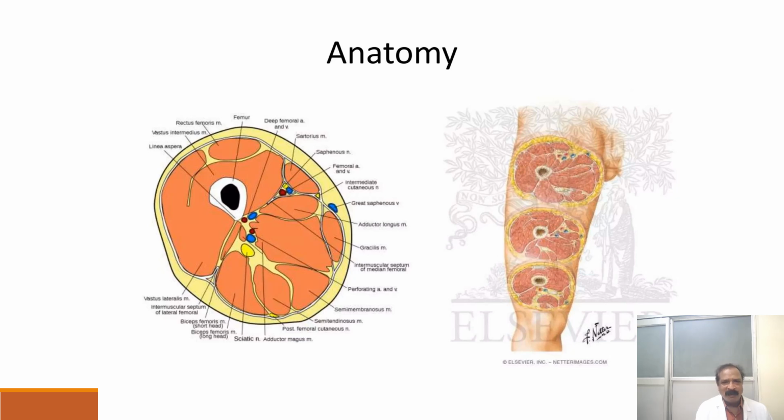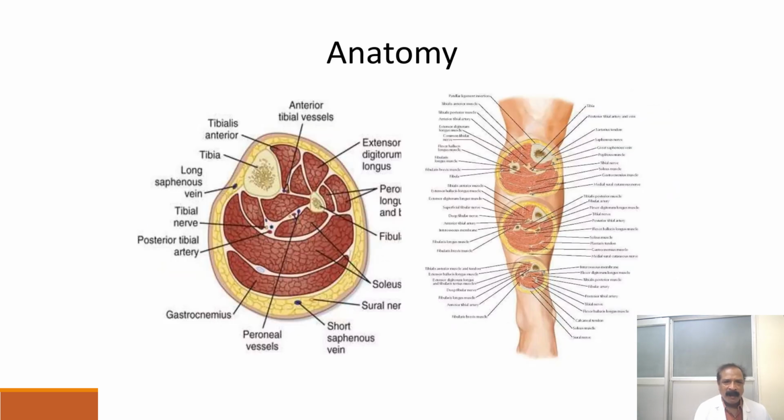Important is anatomy. We should know at which level, either below knee or above knee, or below elbow or above elbow, what are the muscles, what are the nerves, what are the vessels at that level. They have to be properly identified and tied. Otherwise, there may be complications when fitting a prosthesis.